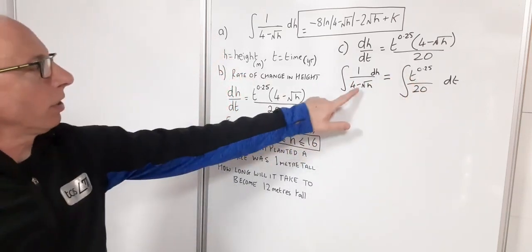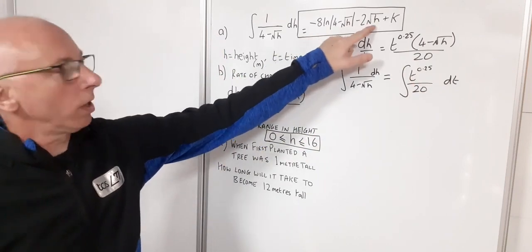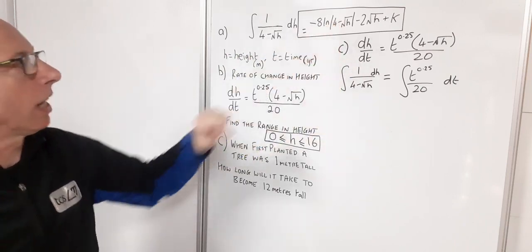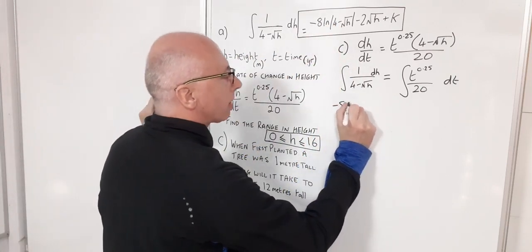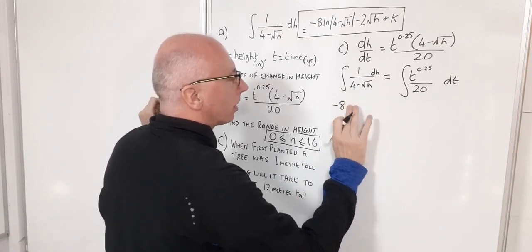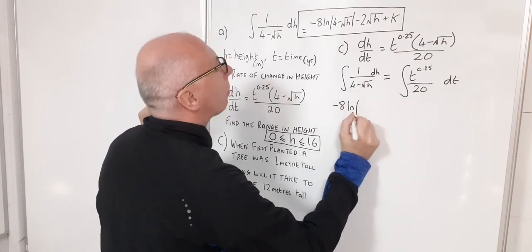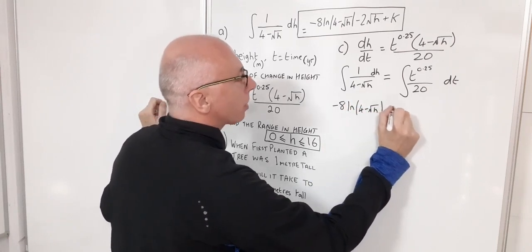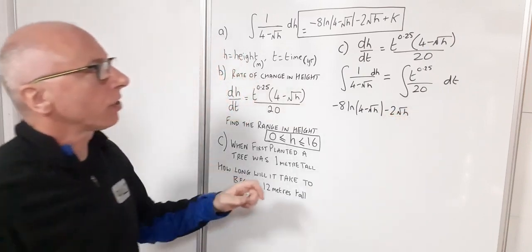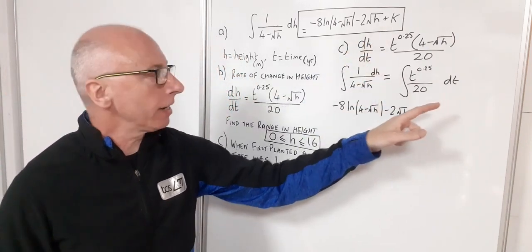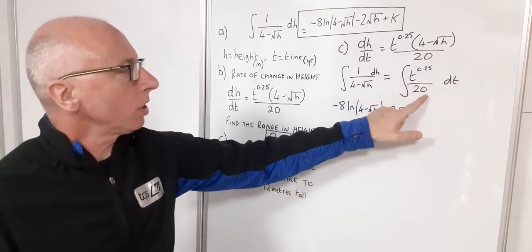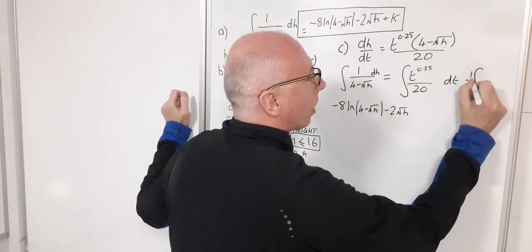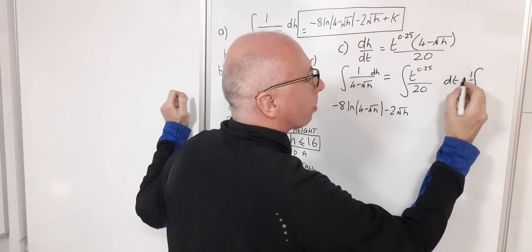Now the integral of this we've already done in part A, so that's why we needed that. Let's just plug that straight in there. That's solved. There we go. So we've got minus 8 ln of 4 minus root h minus 2 root h. Now there's a constant of integration there, which I'm going to put at the end. So now I've got this one here, which is 1 over 20. So this one here is 1 over 20. Let's just put that there.